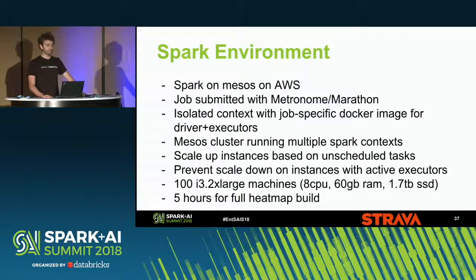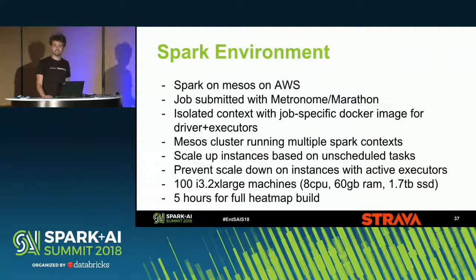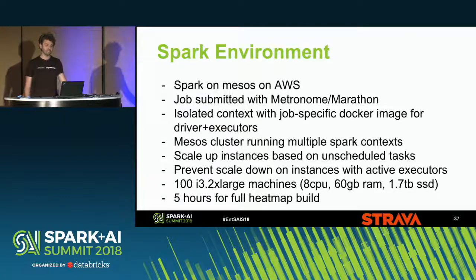So now for some final thoughts on Spark. We have a pretty small Spark shop, and we're running vanilla Spark on Mesos on AWS. We have everything containerized and complete isolation of Docker images. We have a very simple auto-scaling script that scales up if there are unscheduled tasks on some Spark framework on Mesos and prevents scaling down of anything that has a Spark executor, because that's really bad if your job isn't finished.